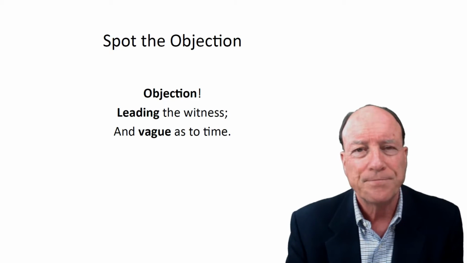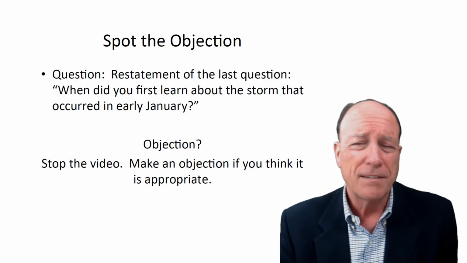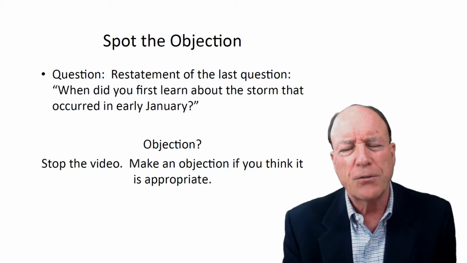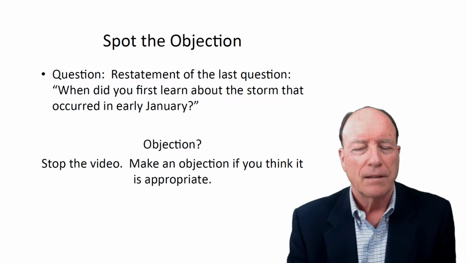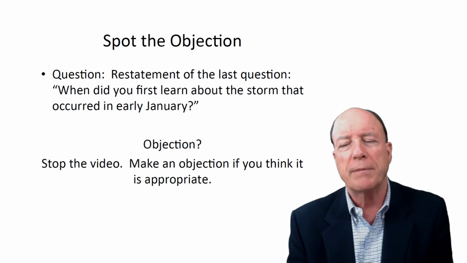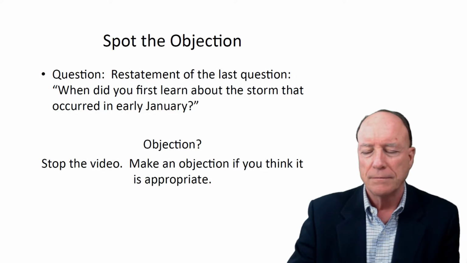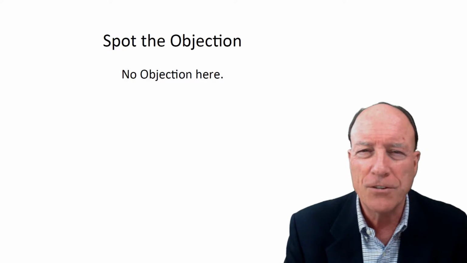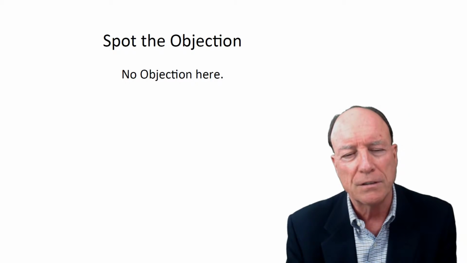Here's your next question. It's a restatement of the last question. When did you first learn about the storm that occurred in early January? I'll repeat it. When did you first learn about the storm that occurred in early January? Objection? No, I think there's no objection to be made here. Let's move on to the next question.